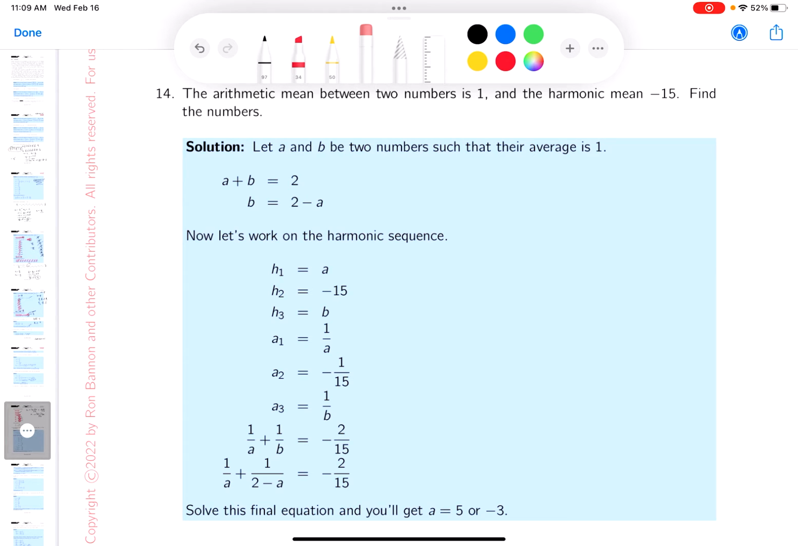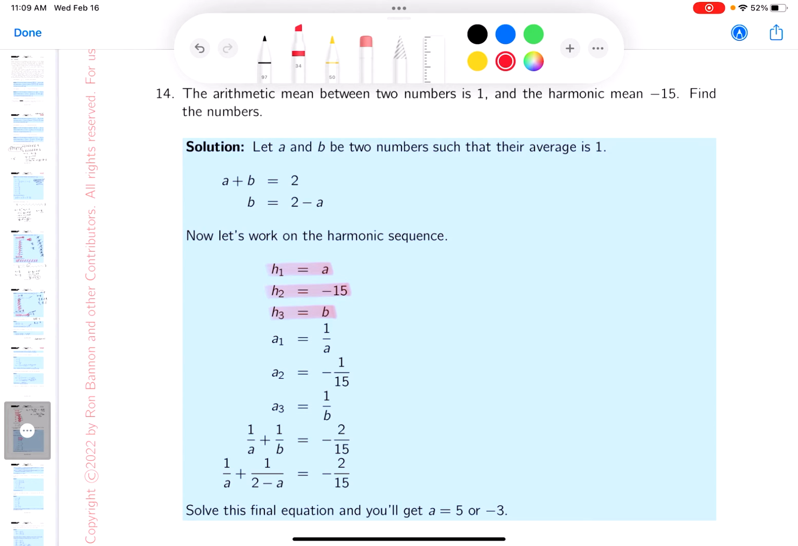And the harmonic mean between those two numbers is minus 15. All right, so let's write this down. Harmonic mean. So if the harmonic mean between those two numbers is minus 15, they're basically telling me that H1, let's write this over here. It's between them. My problem is this over here. I'm wondering what the relationship is.